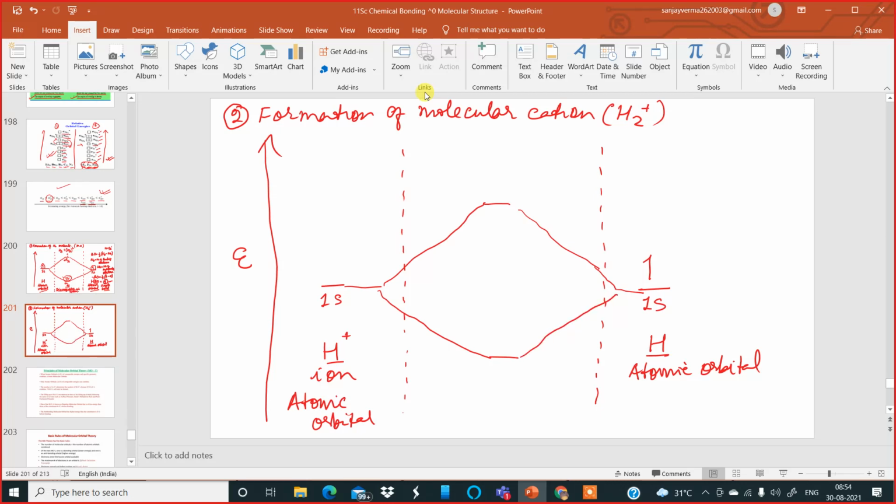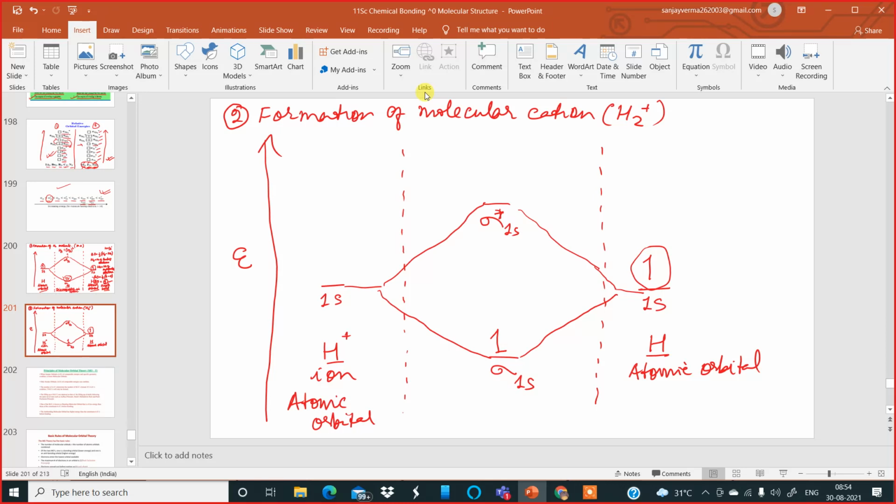This way. So this one becomes sigma 1s bonding molecular orbital. This becomes sigma star 1s antibonding molecular orbital, formed by head-on overlap. Now, the total number of electrons is only one. So this one electron just comes very happily and enters the sigma 1s molecular orbital. So the diagram is complete.